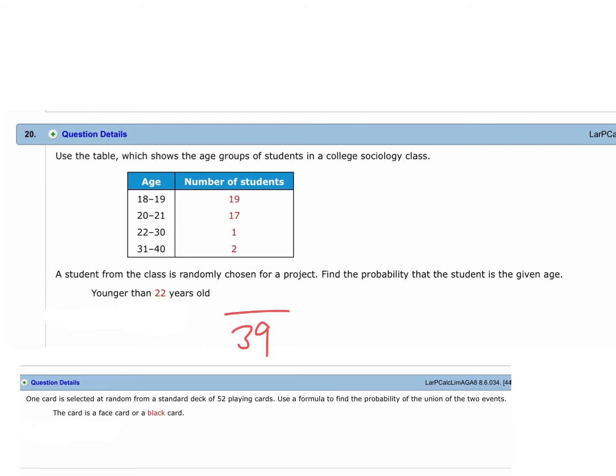We have 39 total. Younger than 22 would just be 19 from this group or the group of 17. So 36. Perfect. So we get 36 over 39, which simplifies to what? 12 over 13. Awesome.